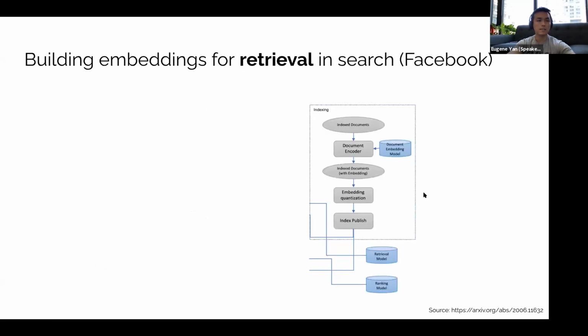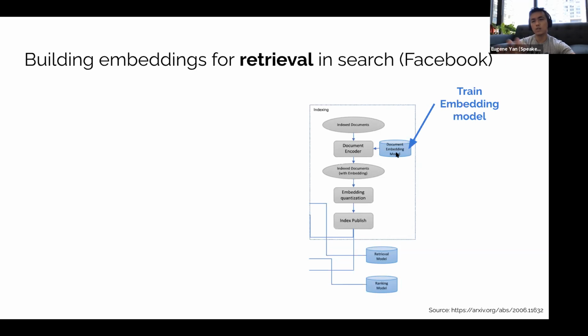Next, we look at something slightly different. We look at Facebook's approach to using embeddings for retrieval in search. So it's specifically for retrieval. In the offline environment, which is the right half of this image, they first train a 2-tower network.